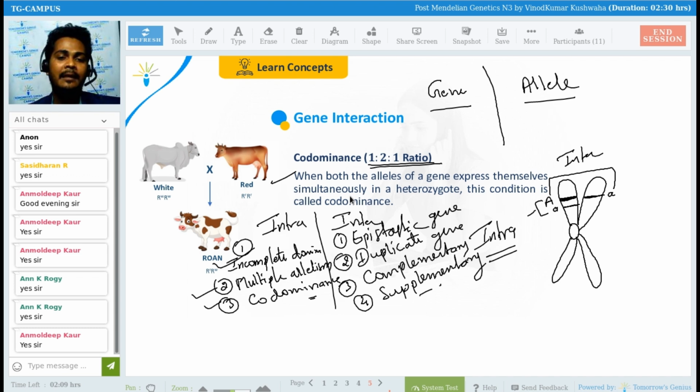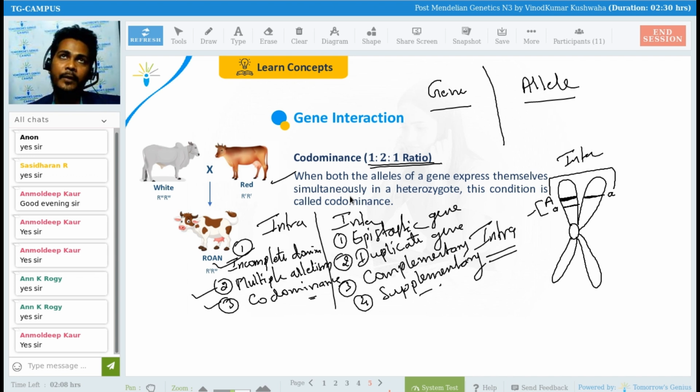Now codominant alleles should not be confused with incomplete dominance, because it will create confusion between incomplete dominance and codominance, but you should not be confused. Why? Because in incomplete dominance, the trait is not completely represented like a dominant one. It is at least partially dominant, right? But in codominance, they are fully dominant, but they show independently. That is the difference between them.